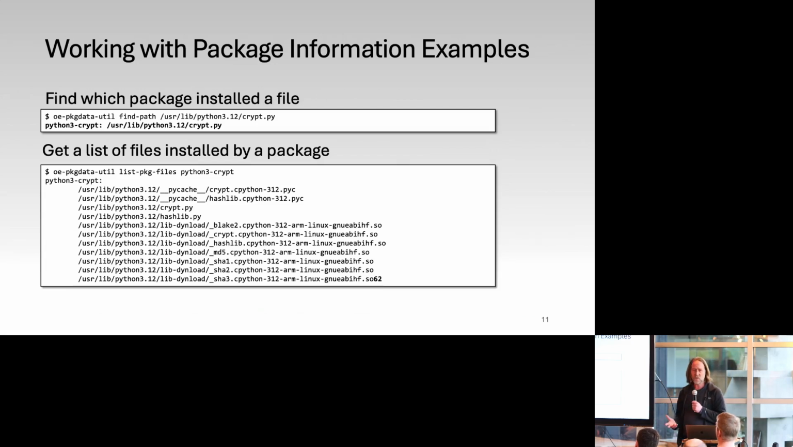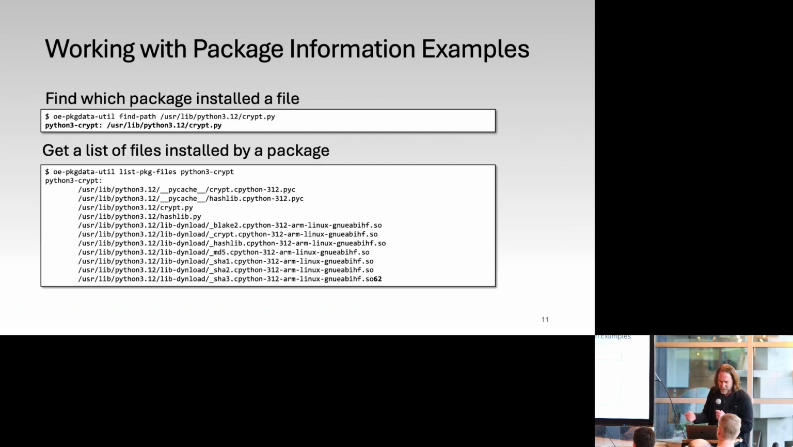If you're wanting to know what package installed a file. So you've got a file that you're wanting to modify on your image, but you're not totally sure which package it came from. So you don't know where you're going to be doing your BB append. If you're doing the OE package data util find path, and then you give it the full path on the image, that will then tell you what package was used to actually install that particular file.